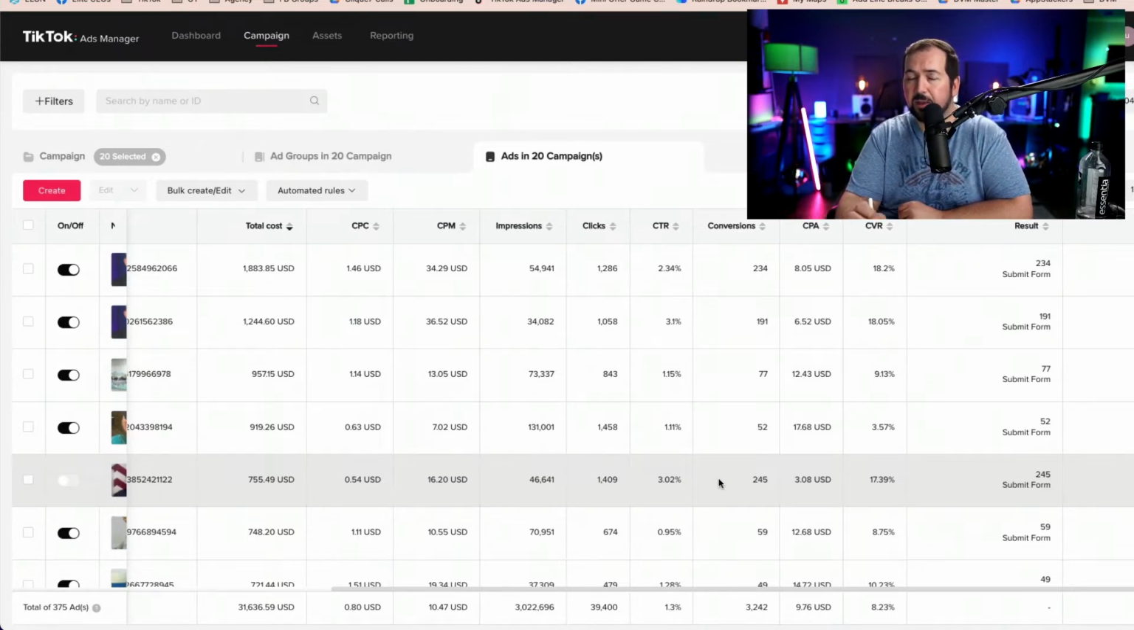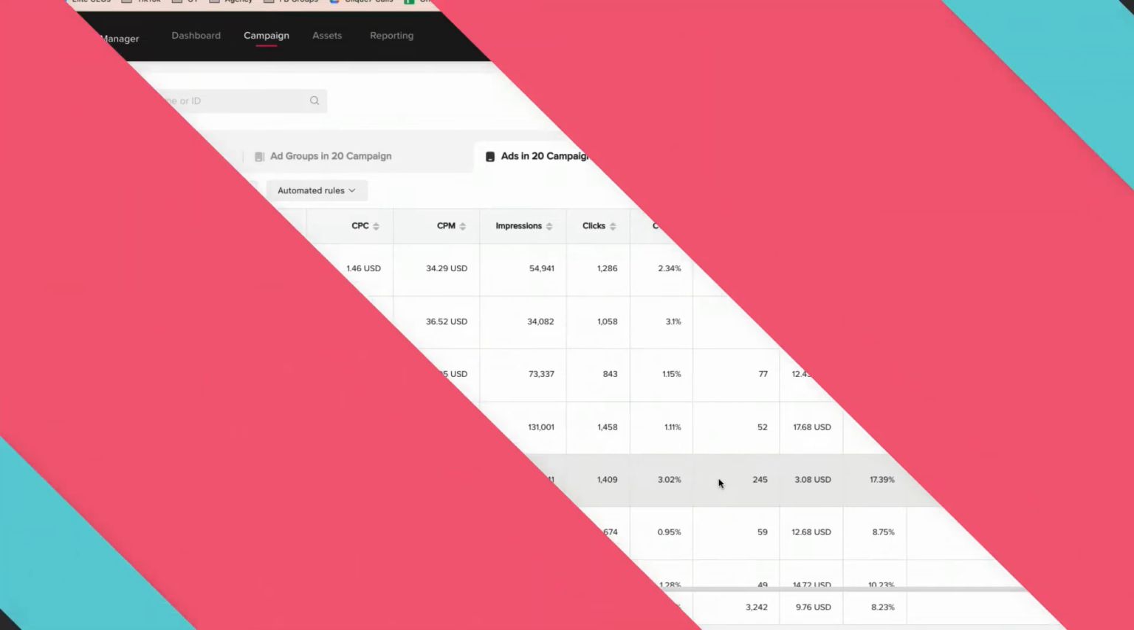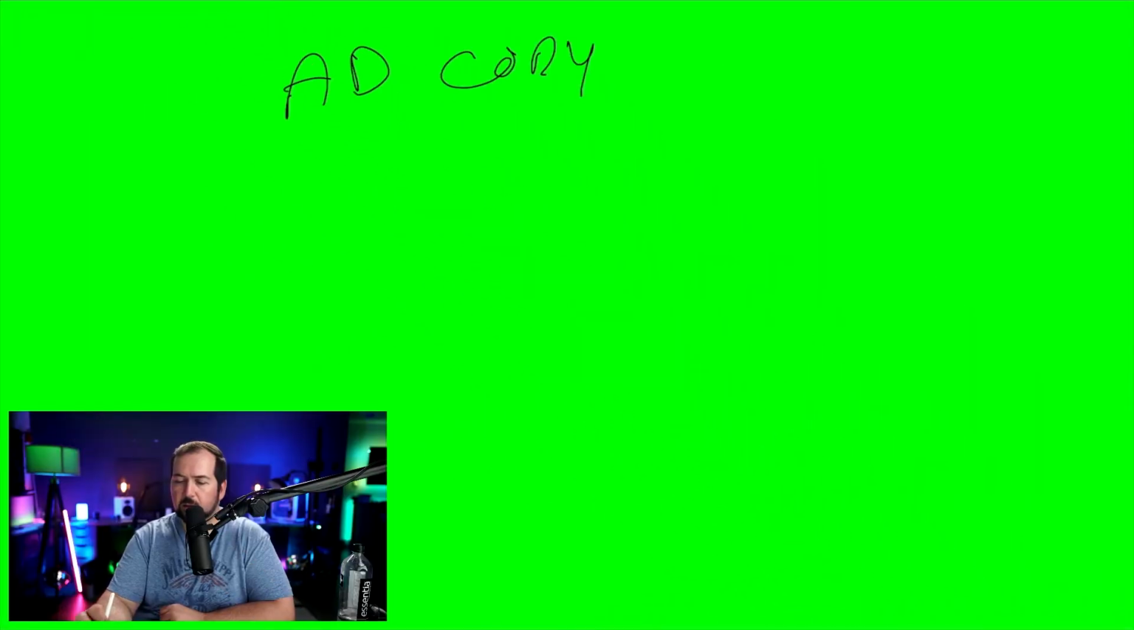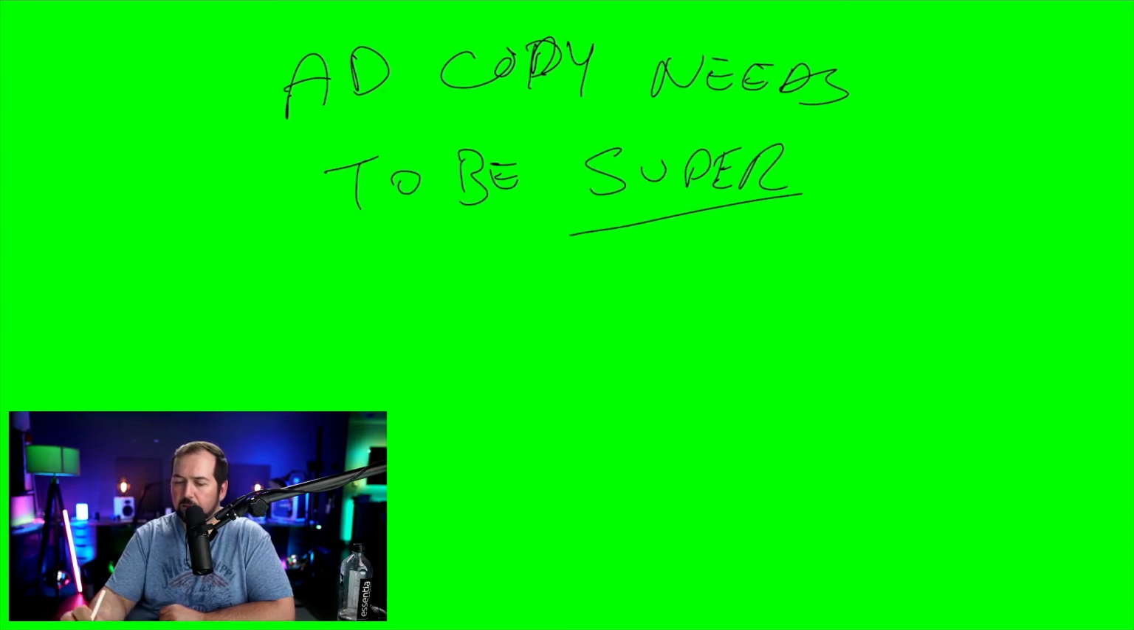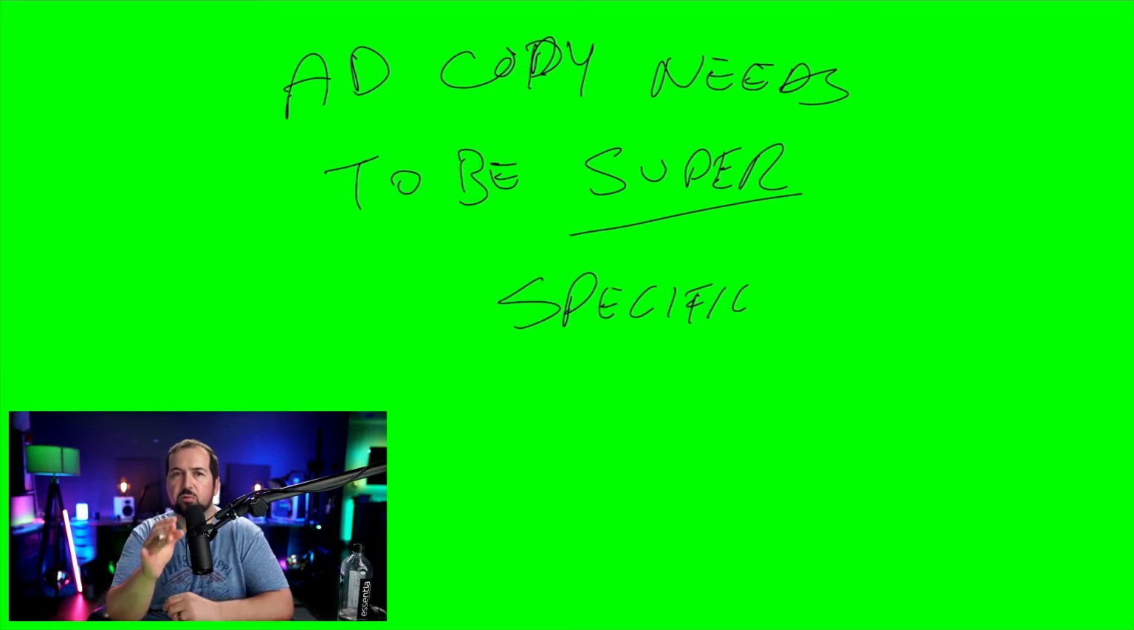Your ad copy needs to be super specific. Ad copy, this is a P, not an R. Ad copy needs to be super specific. When it comes to the ad copy that we put on there, we literally just give them the offer. Again, this is TikTok. The mentality of TikTok is that they're just scrolling and scrolling. And if your ad doesn't look like an ad, then you're pretty much in the rotation.